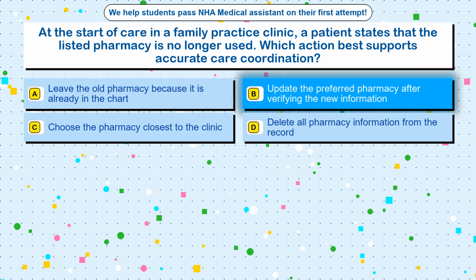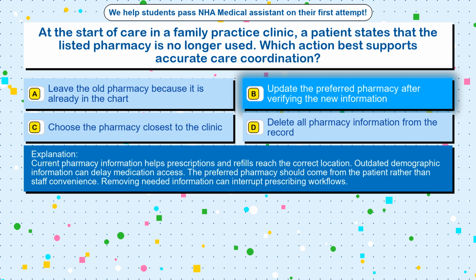Update the preferred pharmacy after verifying the new information. Current pharmacy information helps prescriptions and refills reach the correct location. Outdated demographic information can delay medication access. The preferred pharmacy should come from the patient rather than staff convenience. Removing needed information can interrupt prescribing workflows.